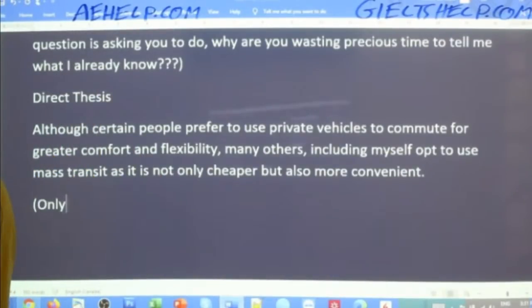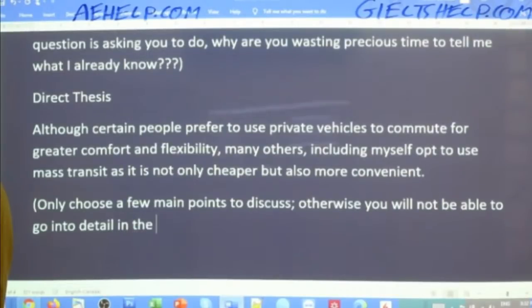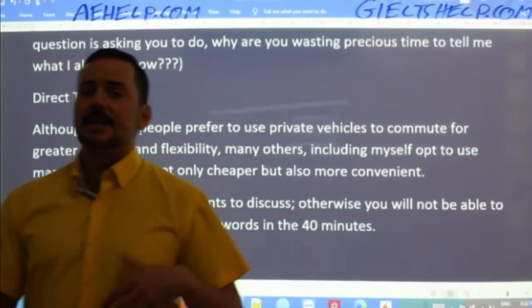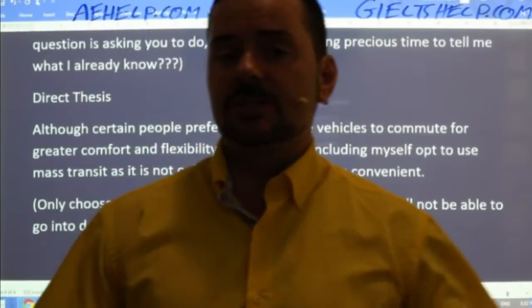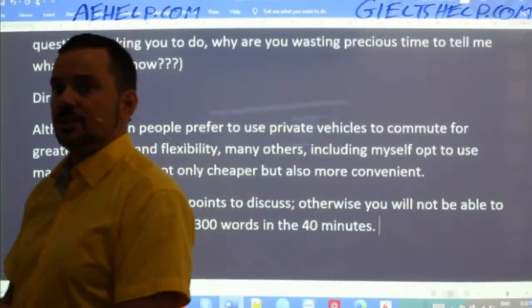So only choose a few key points or a few main points to discuss. Otherwise, you will not be able to go into detail in the 250 to 300 words in the 40 minutes, okay? So the higher band essays are the essays that go into detail, that explain a lot of detail on one point clearly, okay? So explanation, okay?